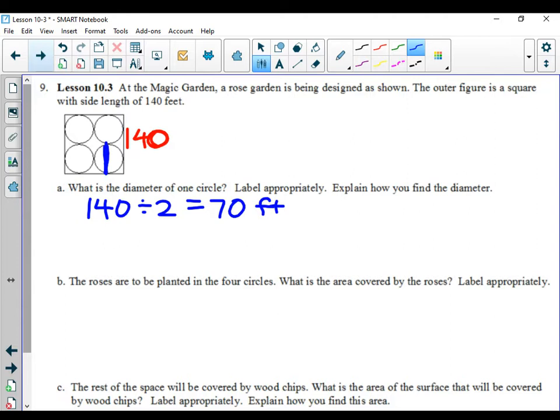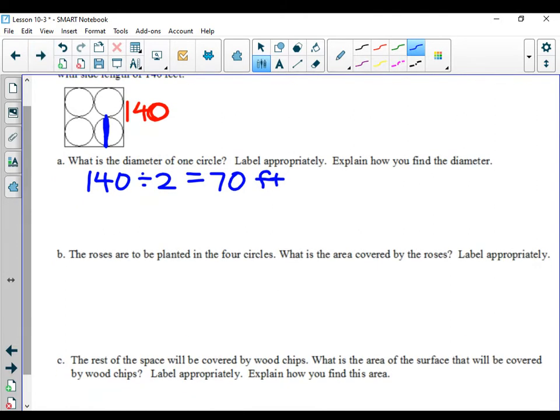Speaking of area, the area covered by the roses, which is the 4 circles. You have to divide by 2, so 70 is the diameter.